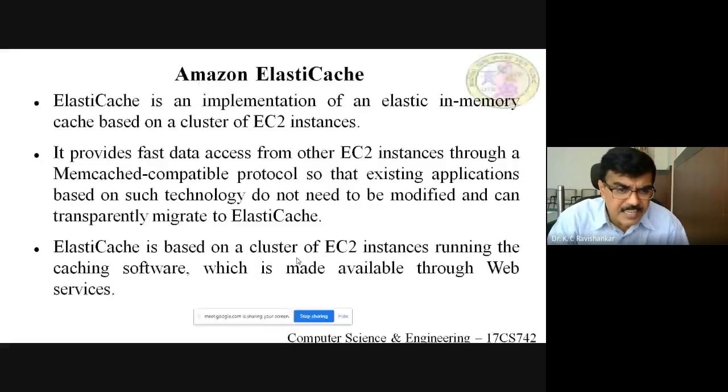ElastiCache is based on a cluster of EC2 instances running the caching software, which is made available through web services. So everywhere you have web services. Please remember, you must have a browser to do it. You must have all protocols available, HTTP and HTTPS, to access the data.